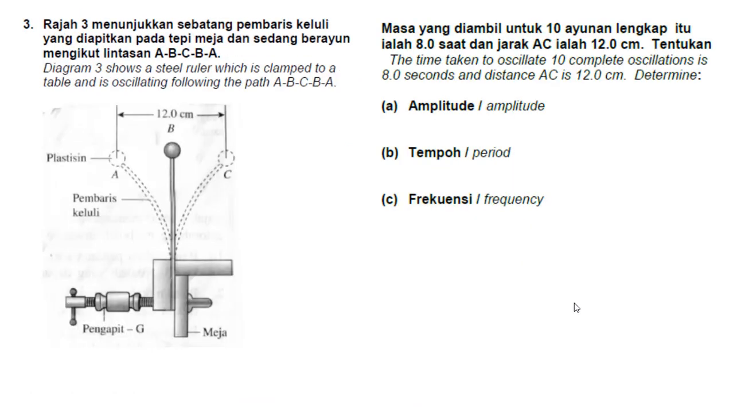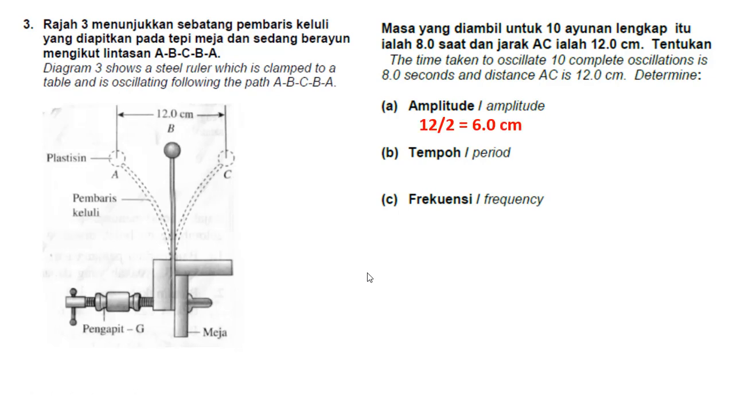Last question. Diagram 3 shows a steel ruler which is clamped to a table and is oscillating following the path A, B, C, B, A. First, the time taken to oscillate 10 complete oscillations is 8 seconds and distance AC is 12 cm. So determine the amplitude. Again, amplitude is from equilibrium position B to the maximum displacement A. So the distance is 12 divided by 2 equals 6.